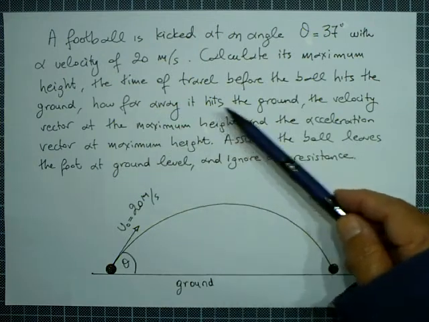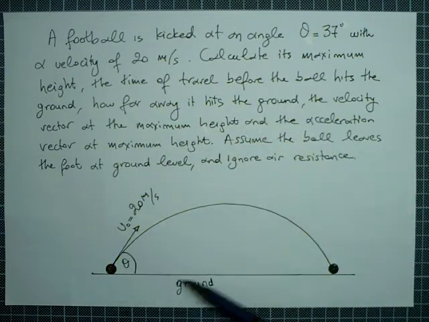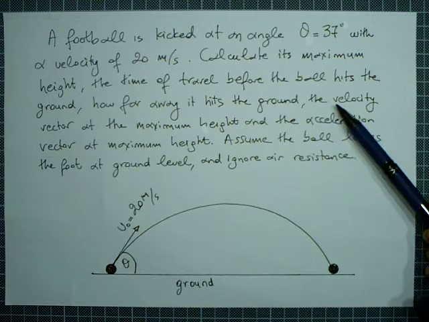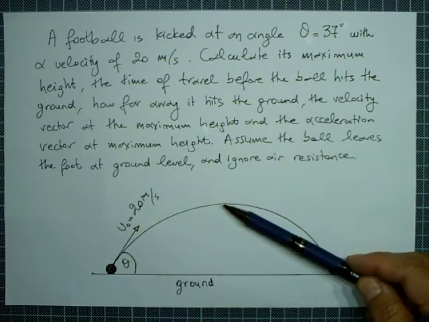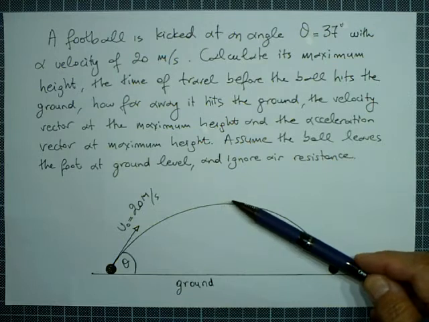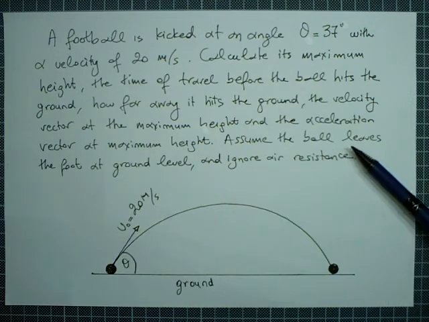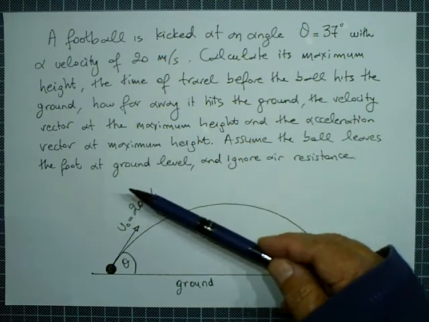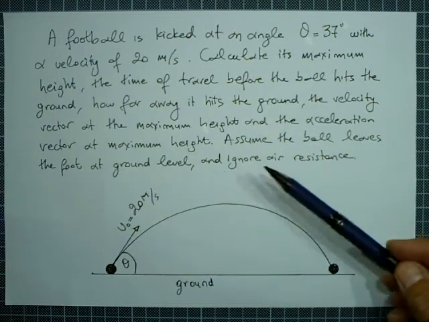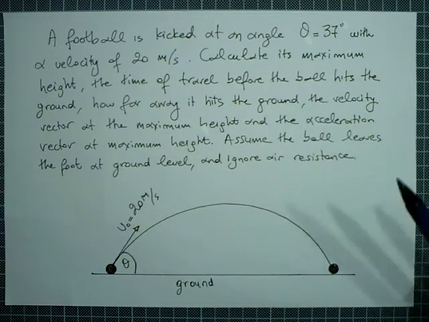How far away it hits the ground, we mean this distance here. The velocity vector at the maximum height and the acceleration vector at maximum height. Assume the ball leaves the foot at ground level and ignore air resistance. Now let's start with our solution.